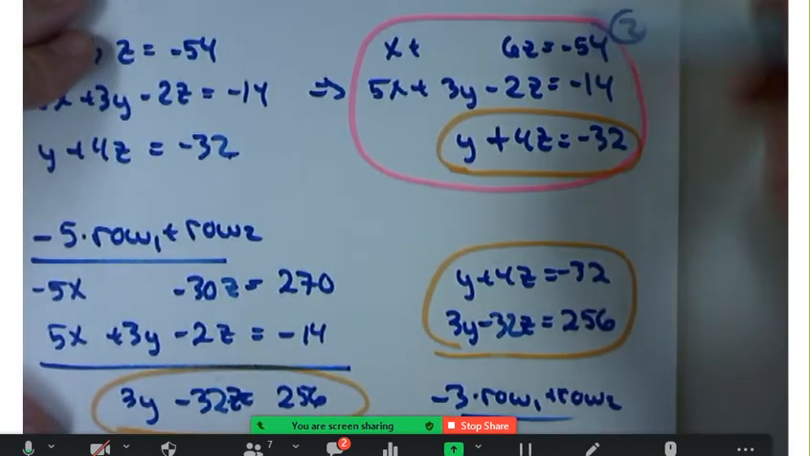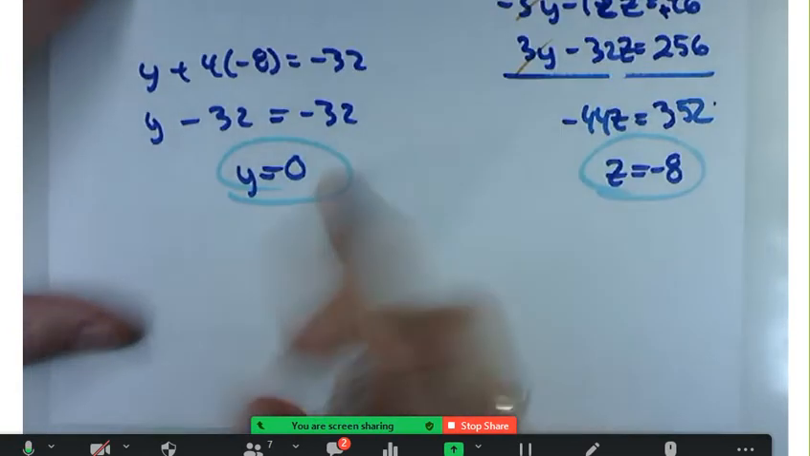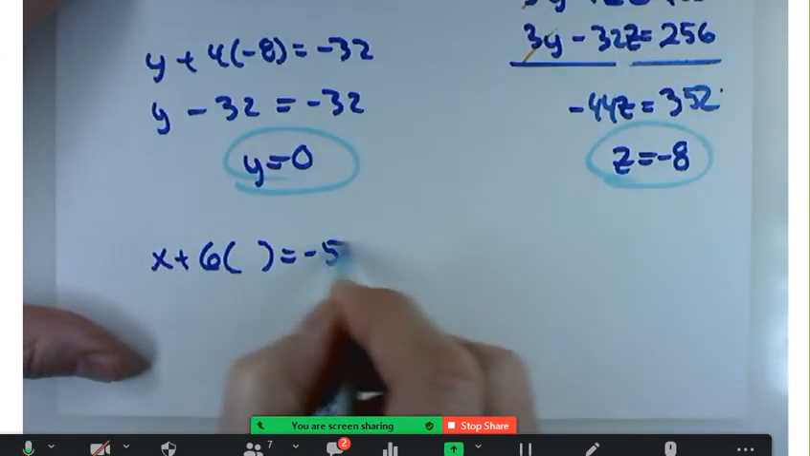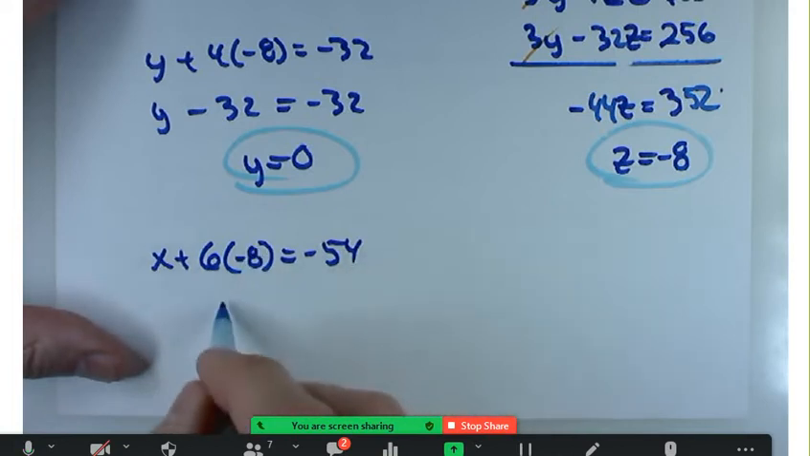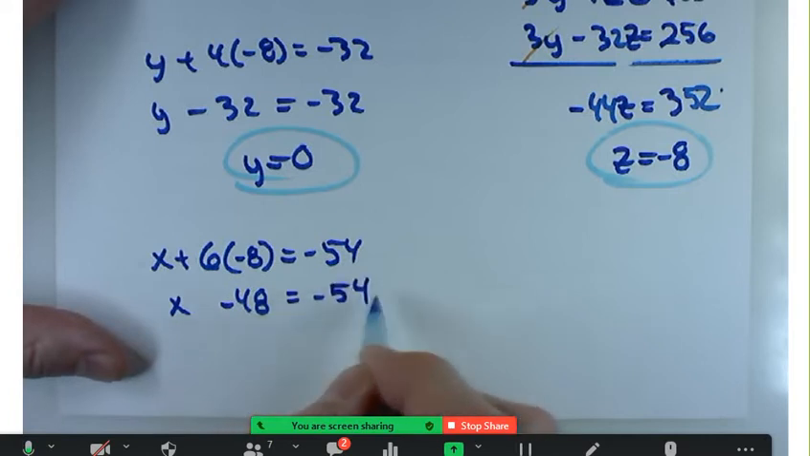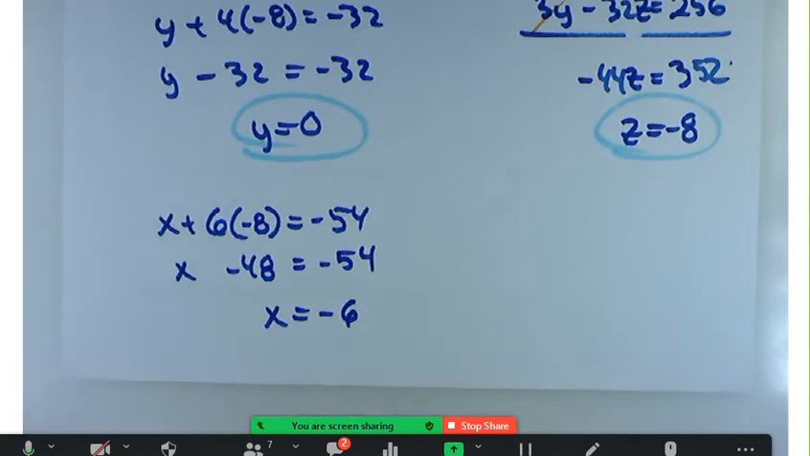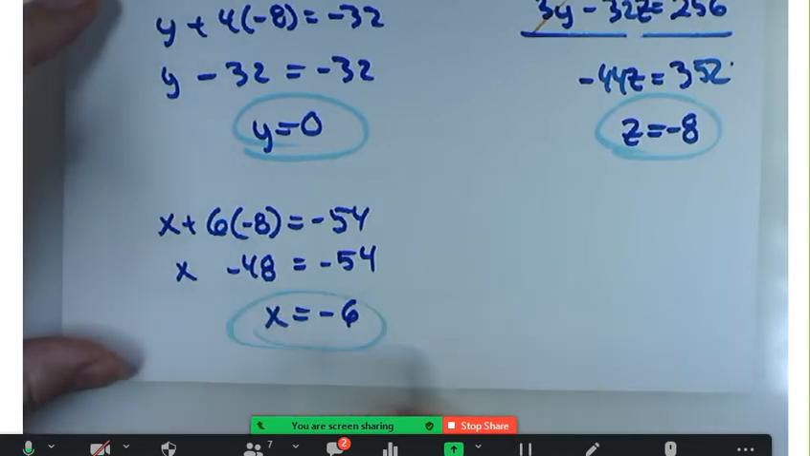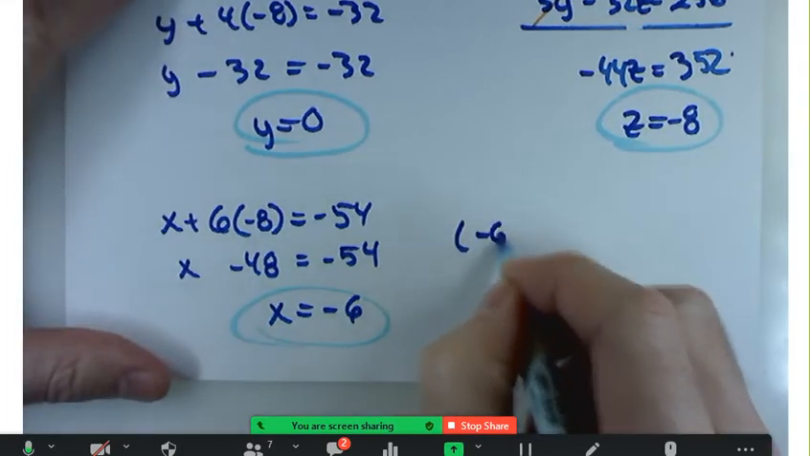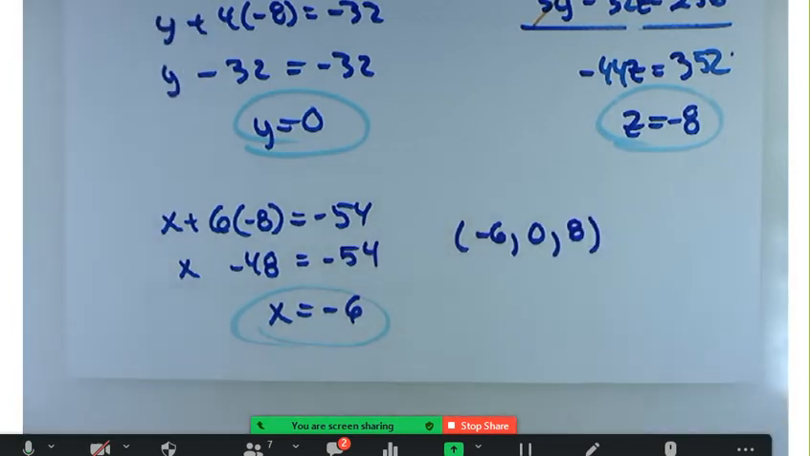You have your choice of all three equations. I'd pick this one because it just involves x and z. It's just a little easier. X plus 6 times negative 8 equals negative 54. So that's negative 48 here. If I add positive 48 to both sides, I end up with x equals negative 6. Now keep in mind that when you enter your solutions into WebAssign, you have to enter them in x, y, and z form. So negative 6, 0, and negative 8. That's how it would look.